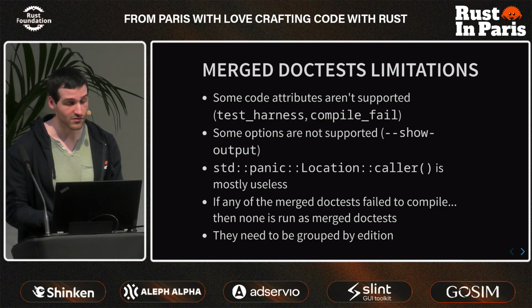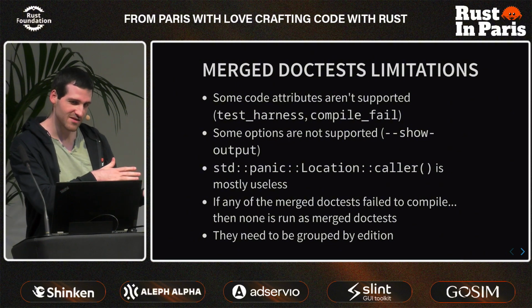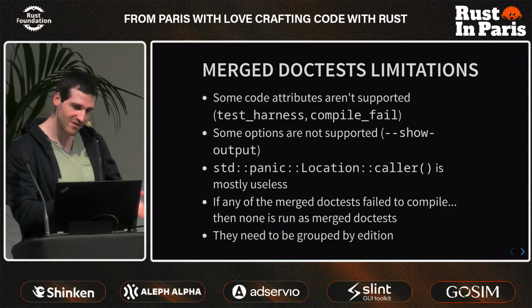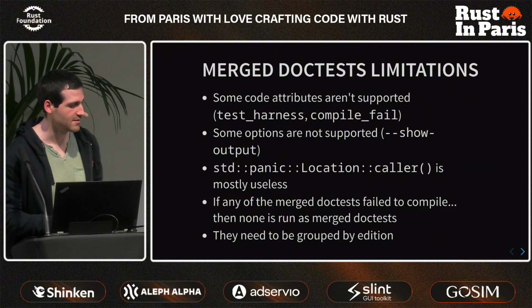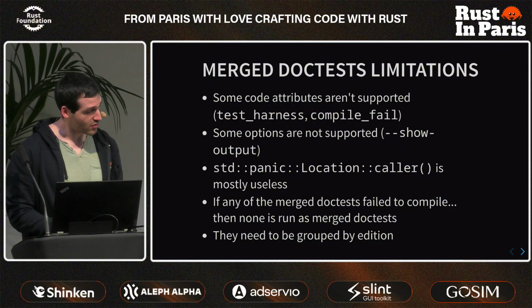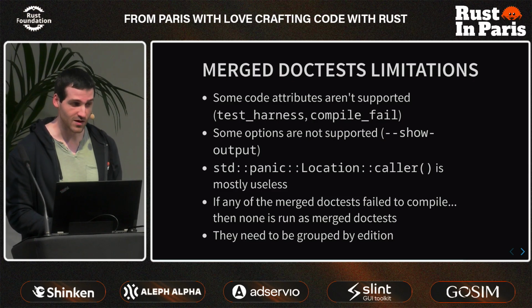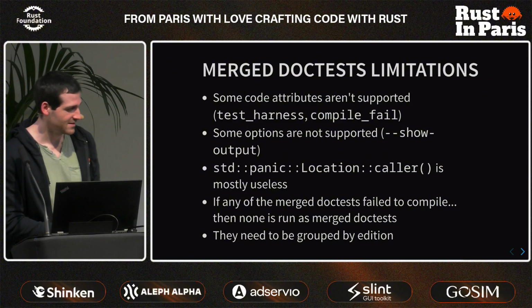Of course, if you want to test that your doctest is failing compilation, but want to have merged doctests, you cannot have a merged compile fail, because otherwise you don't know which one is actually failing, and I don't want to parse rustc output even for you. So that's it. Some options are not supported, like show output, because when you have a few hundred doctests at the same time and you do show output, I suppose you know what happens.